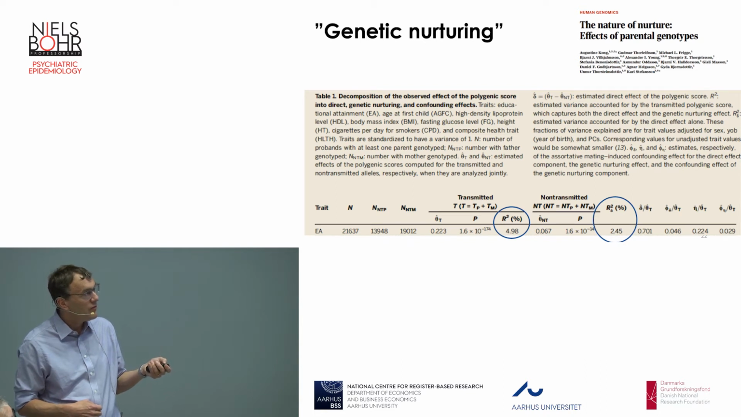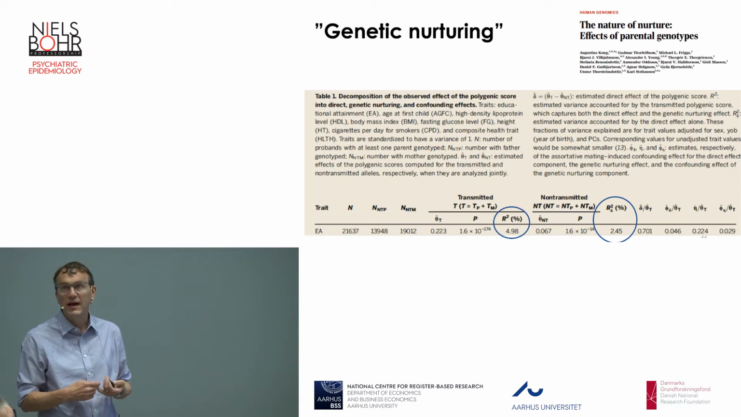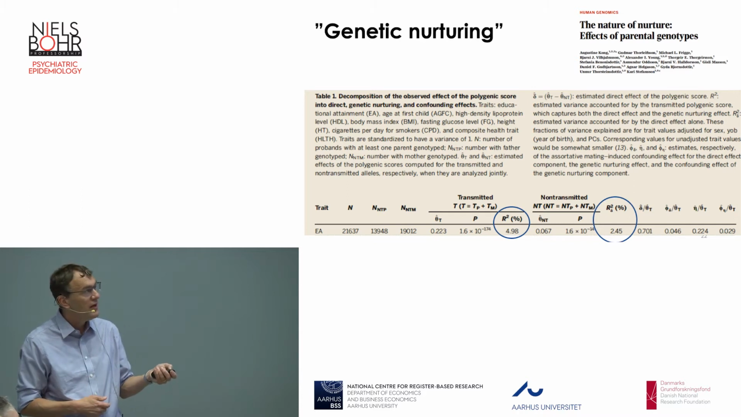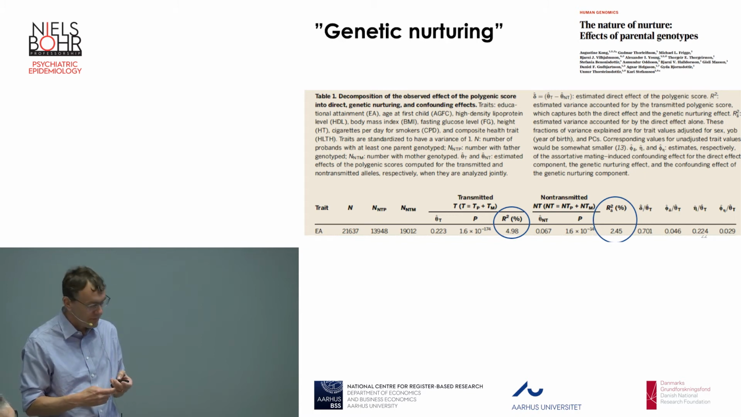If they adjusted for the fact that the non-transmitted allele also had an effect, and that's the kind of environmental or nurturing effect, that went down to 2.45. And remarkably, this ratio is close to the 0.5 that we also observe with our sibling data.